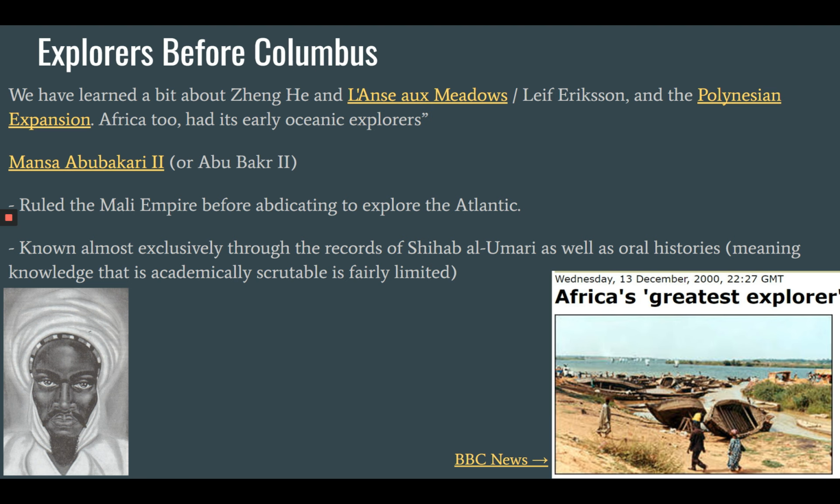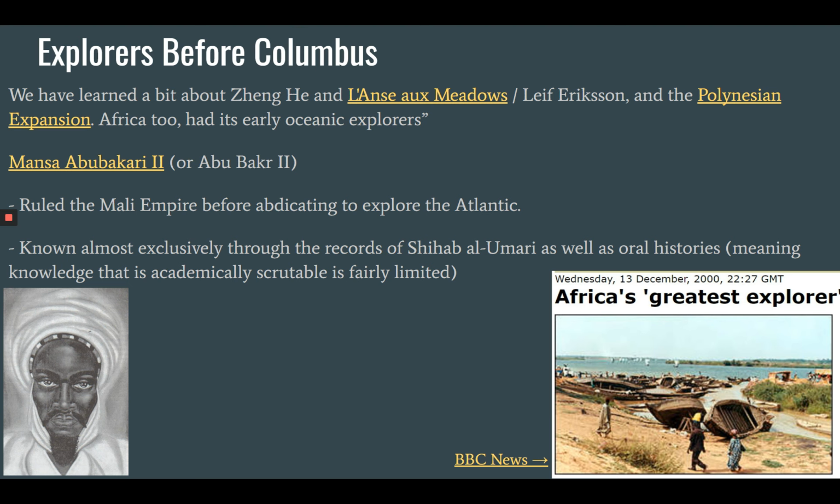And Africa also had its early oceanic explorers. The most famous, known as Abu Bakr II, or Mansa Abu Bakari II, was a ruler, a king, I suppose you would say, who ruled the Mali Empire. And Mali is kind of northwest Africa. It's a landlocked country today. And this emperor and his son are well known for their effort to expand their kingdom to the Atlantic coastline.